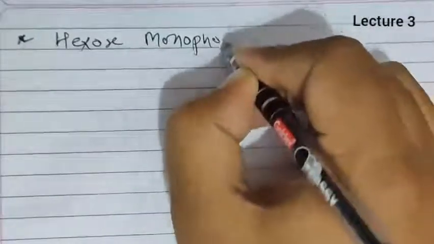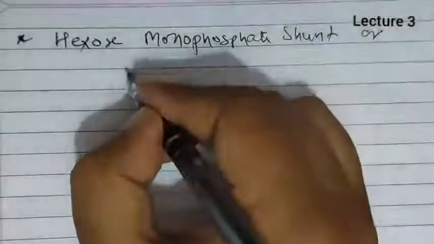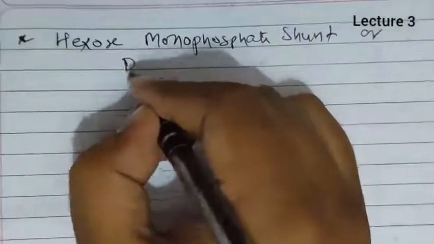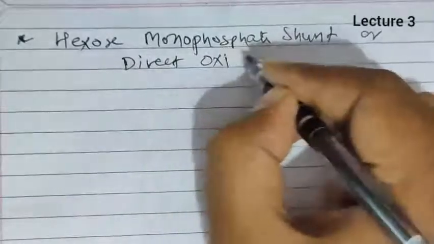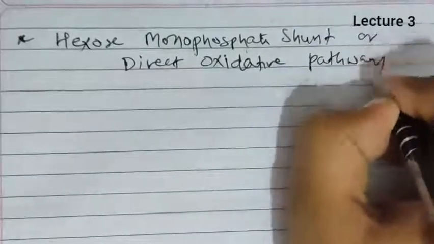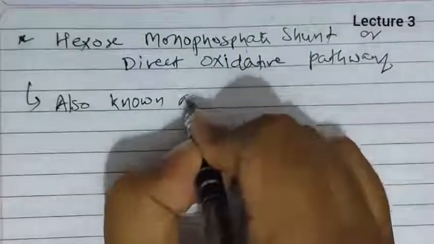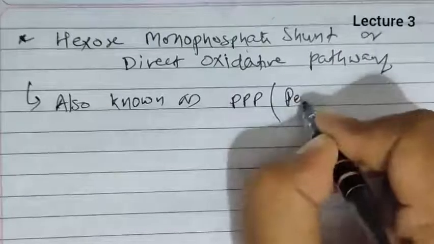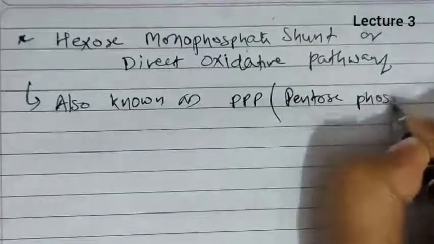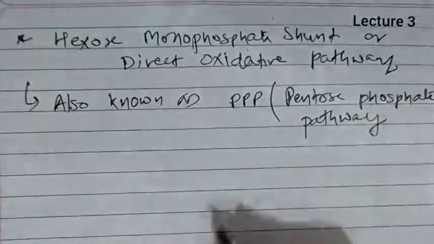Next pathway which we discussed is the hexose monophosphate shunt or direct oxidative pathway. It is also known as PPP, means pentose phosphate pathway. Okay.